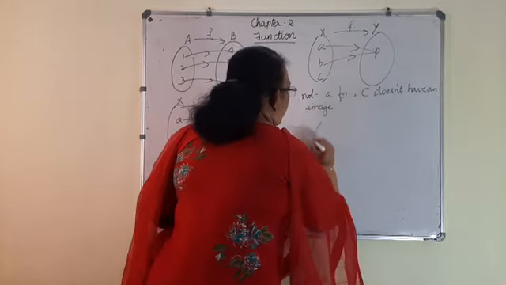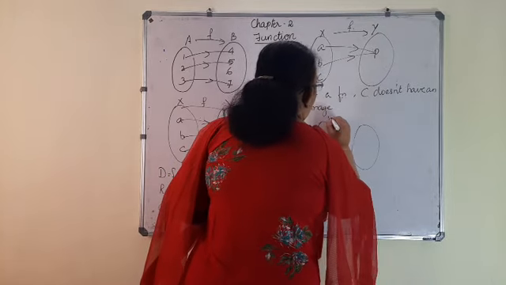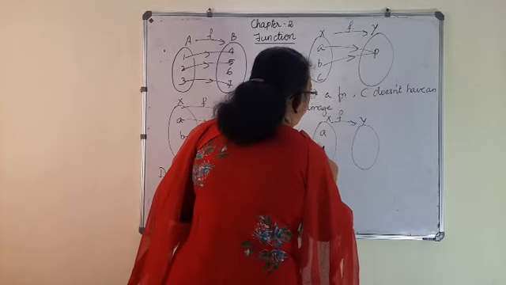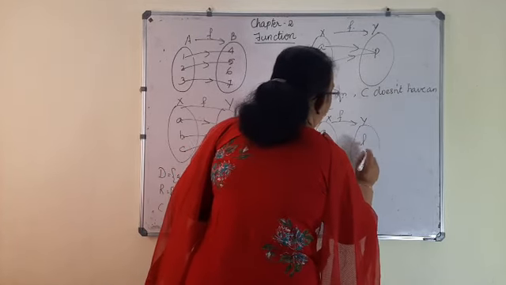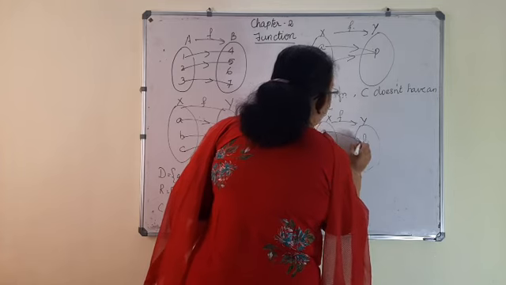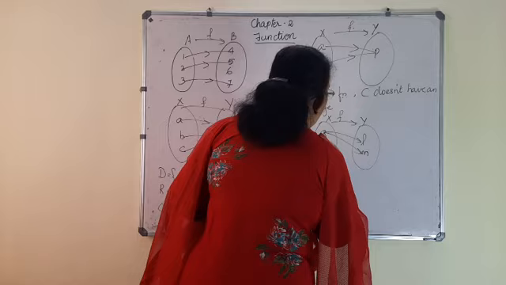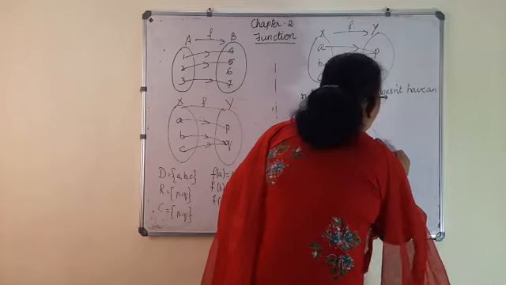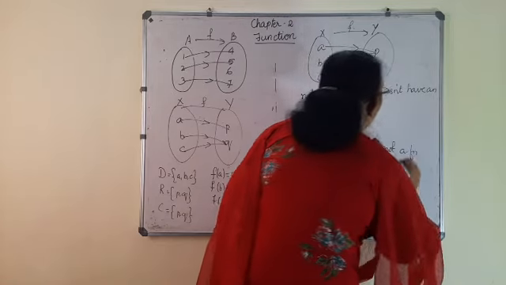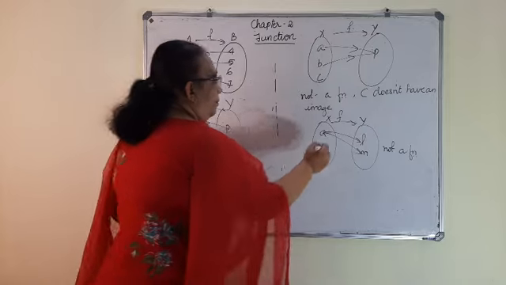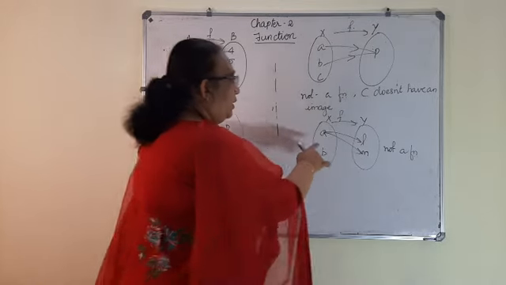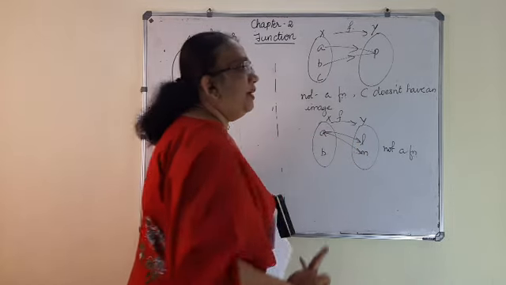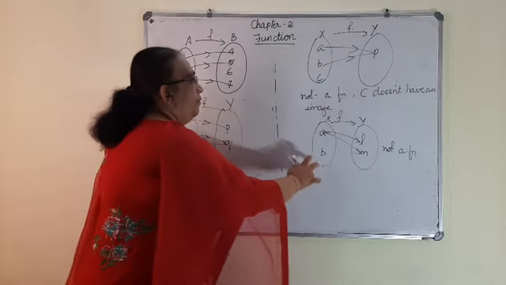Now another case is X, Y, A, L, M, A to L. Is this a function? It is also not a function, because there are two conditions which are against the rule of function. What are they? A has got two images and B doesn't have an image. So this is not a function.